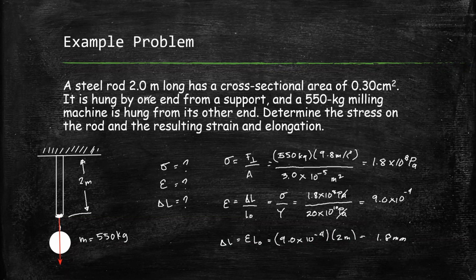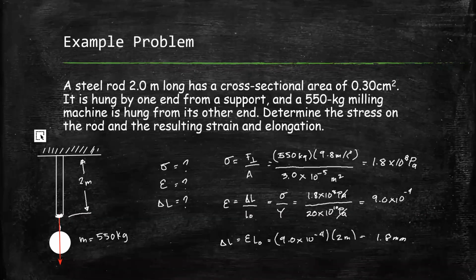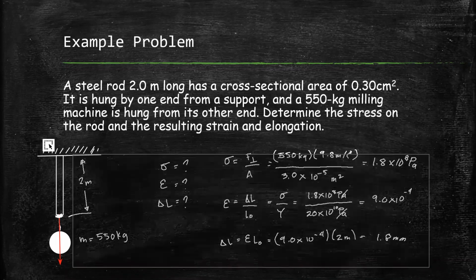So, our steel rod of 2 meter long with a cross-sectional area of 0.30 centimeters squared experiences tensile stress that causes deformation of the steel rod. So the deformation that occurs is the change in its length, or it elongates. So the elongation is 1.8 millimeter. Okay, now let's try your understanding of our lesson by solving this problem.